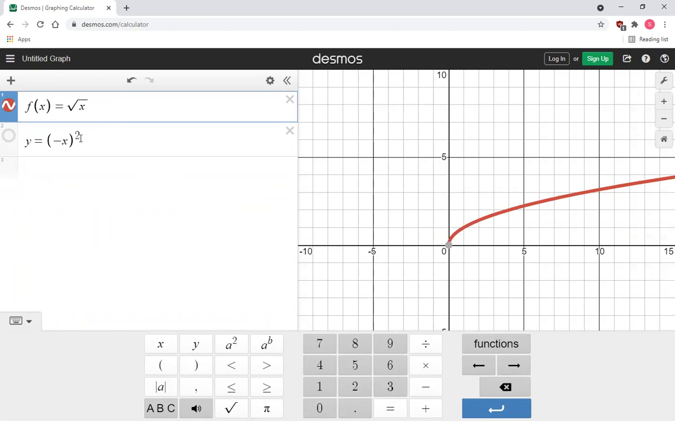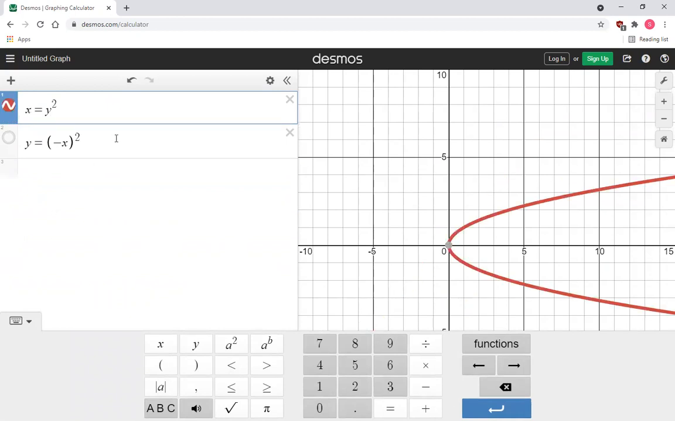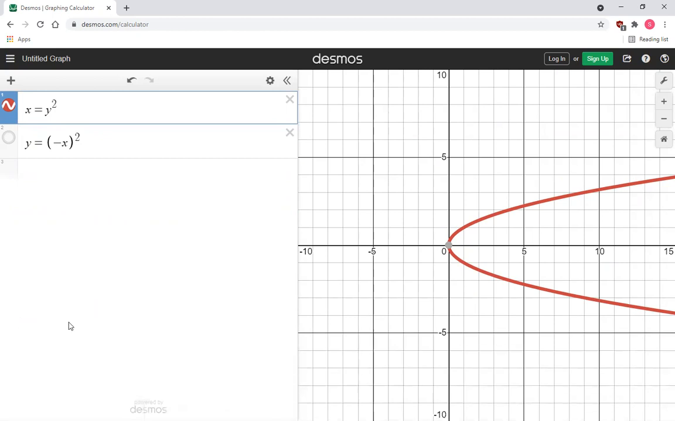Oh, it's not going to let me do that. I thought it would let me get rid of that, so I can do it here. In fact, I'm going to change it. I'm going to say x equal to y squared. There we go. Get that out of the way.